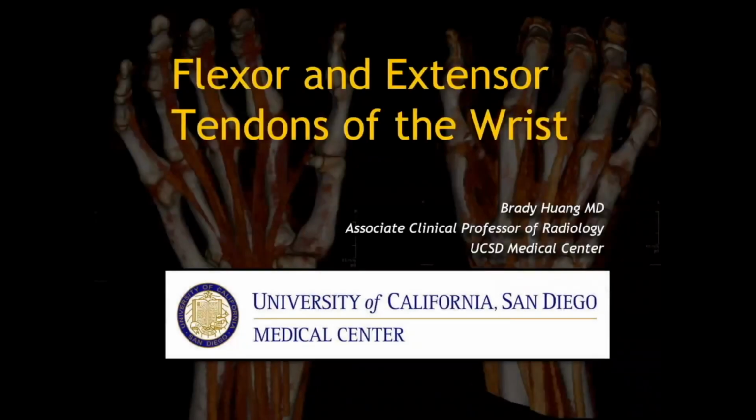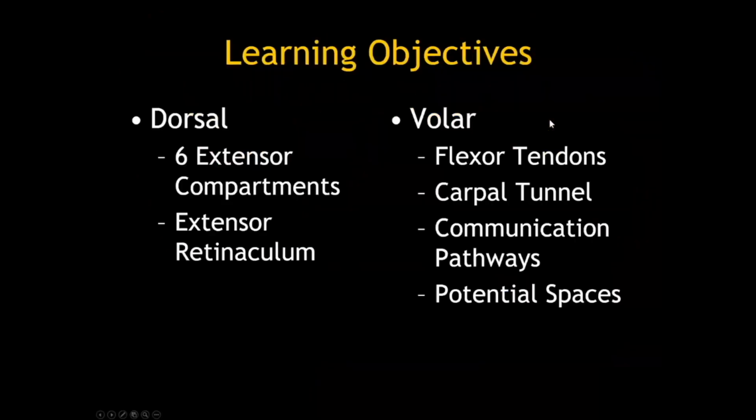Hello everybody, my name is Brady Huang. I'll be spending the next 45 minutes talking to you about the flexor and extensor tendons of the wrist. I'm going to divide this discussion into two parts. We'll first talk about the dorsal aspect of the wrist, the extensor compartments and extensor retinaculum, followed by the volar aspect of the wrist, the flexor tendons, or carpal tunnel, and the various spaces that exist along the volar aspect of the wrist.